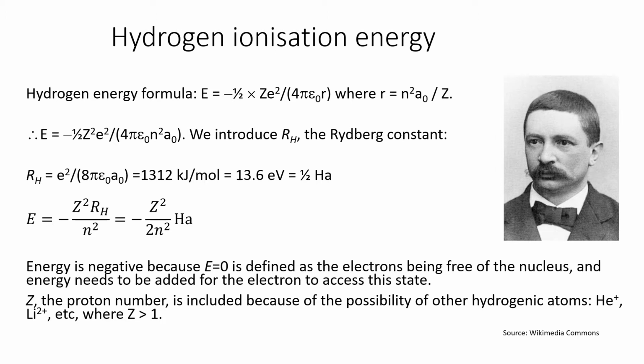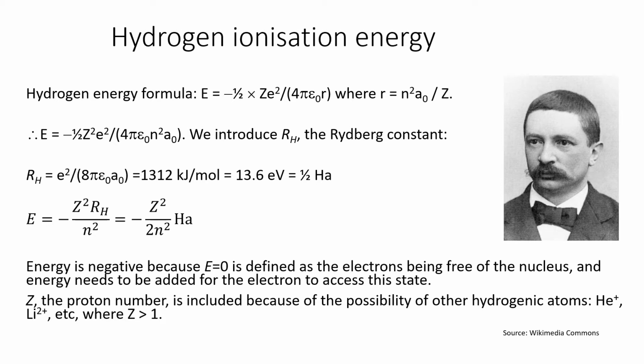The Rydberg constant is just equal to the ionization energy of hydrogen, 1312 kilojoules per mole, often written as 13.6 electron volts by physicists, and this is half a Hartree. And so below that we write the total energy of the hydrogen electron in this simplified way, either in terms of Rydbergs or in terms of Hartree. You can see in both of those expressions the energy is negative. This is because we define the zero energy as when the electron is free from the nucleus. So obviously when the electron is bound by the nucleus, we need to put energy in to get the energy of the electron up to that zero level.